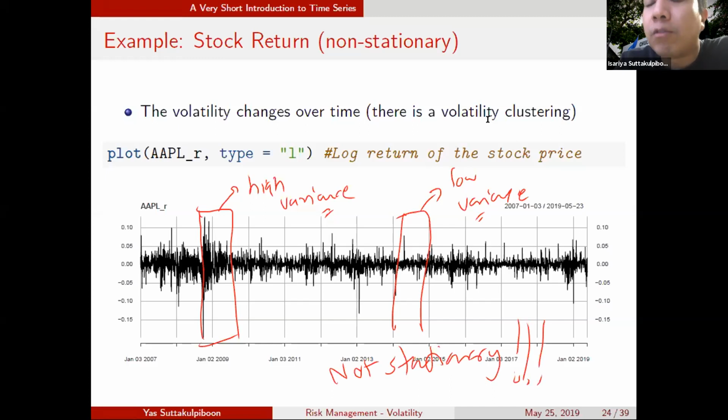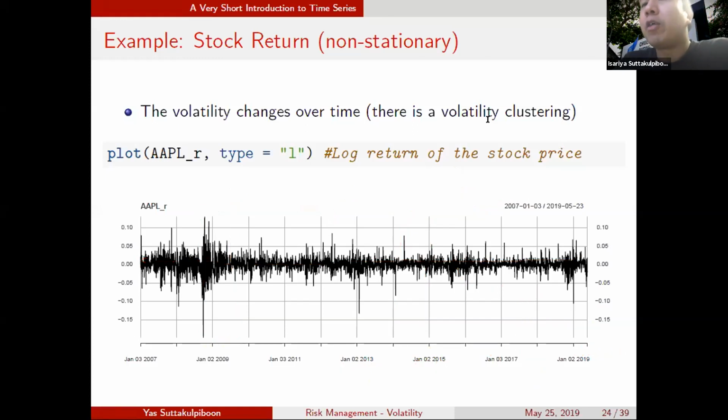Anything that has a pattern will not be stationary. Why? In this case, because the variance does have patterns. Even though the mean stays the same, the variance fluctuates, therefore it's not stationary. All right, that's just the point I want to make.